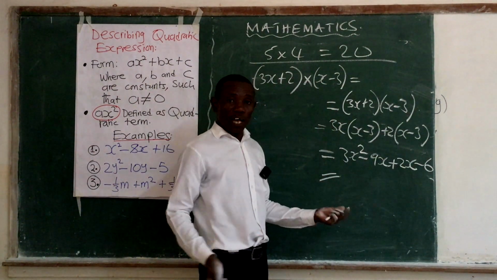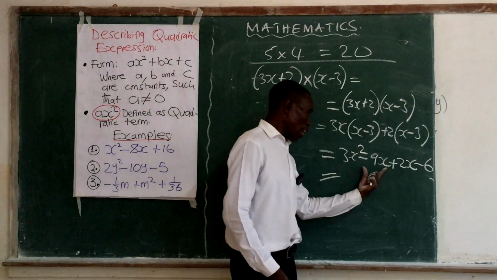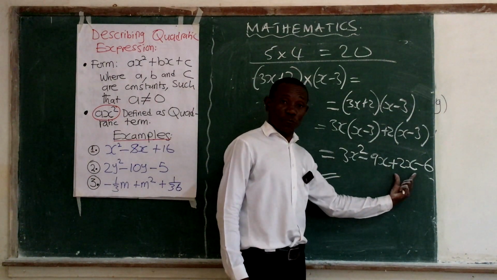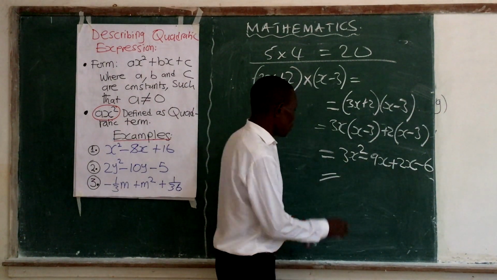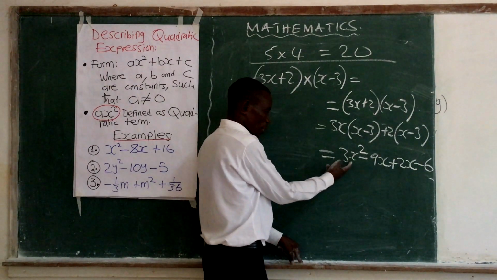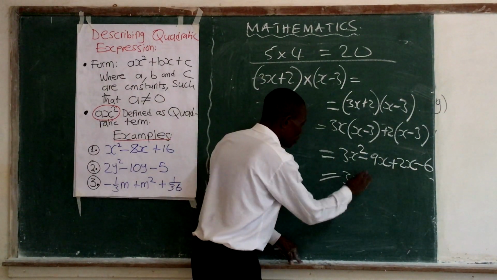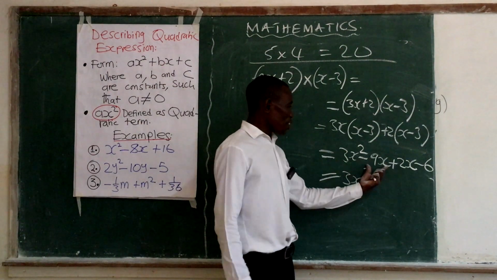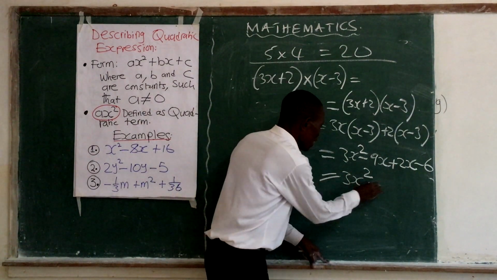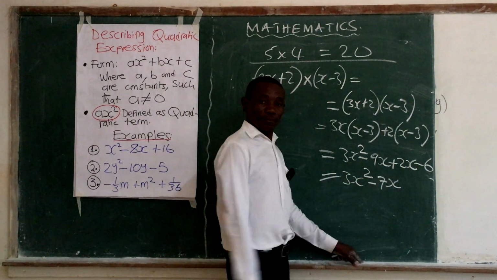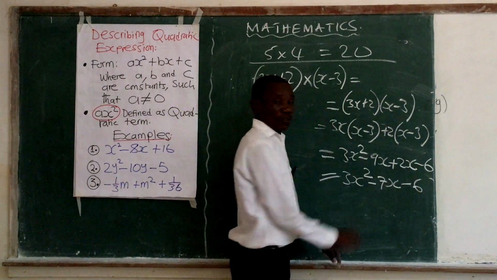If like terms are there, we simplify. In this case, we have negative 9x and a positive 2x. But here we don't have a term similar to this one, so this one just has to be dropped down like this. So you have this plus that. Here we get negative 7x. And this is minus 6.